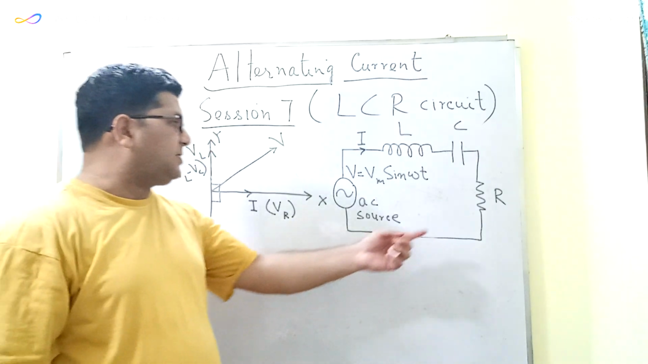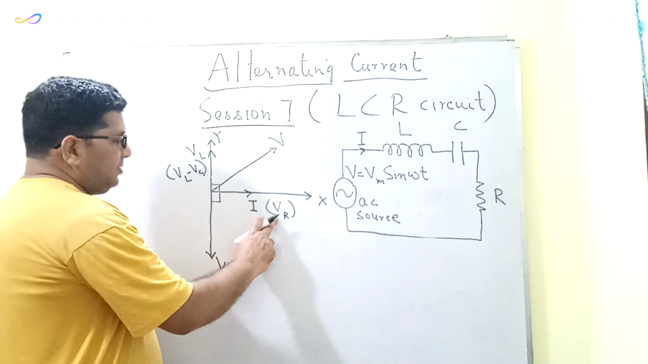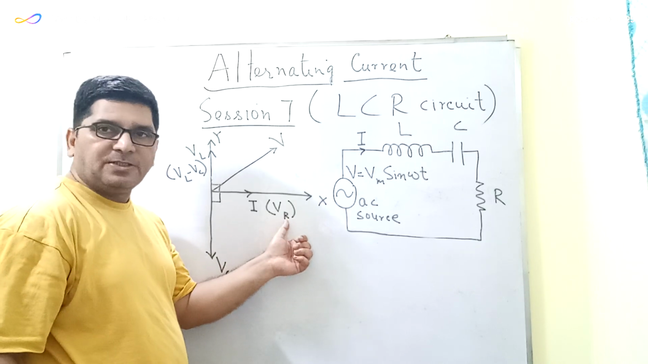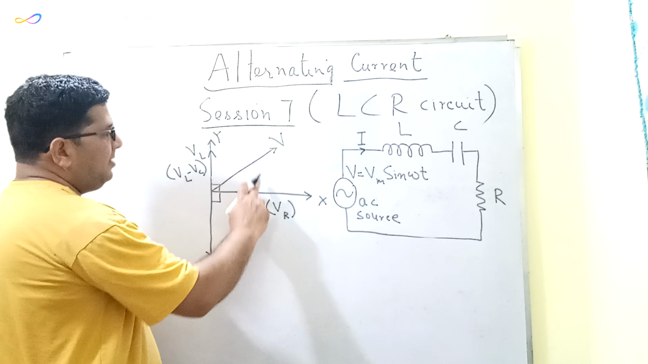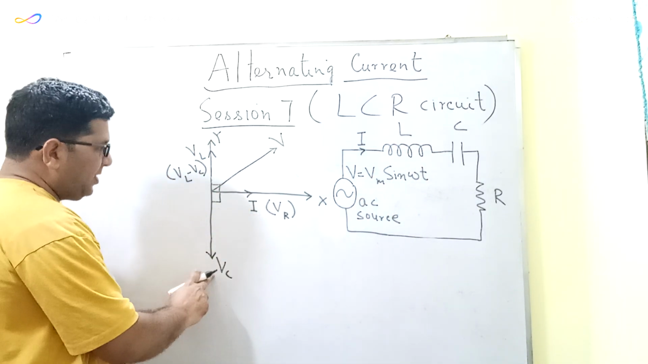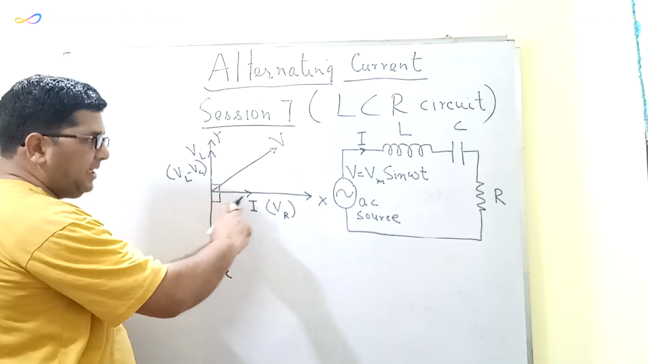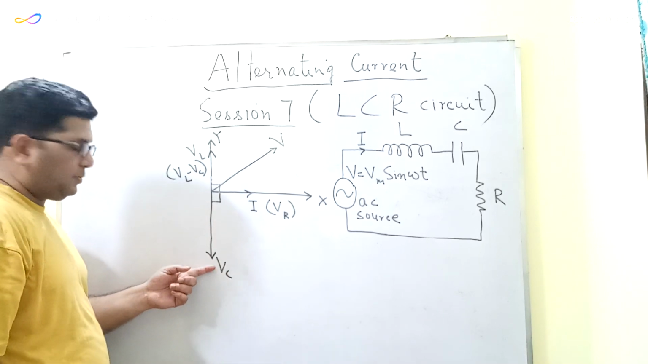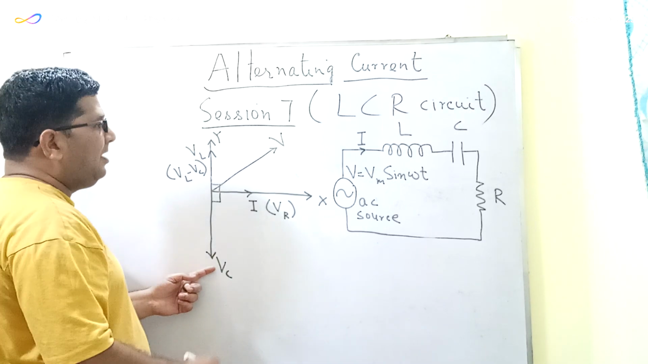Since the potential difference across the resistor is in phase with the current, the x-axis will also represent the potential difference across this resistor. In the case of the capacitor, the potential difference lags the current by pi by 2. Therefore the potential difference across the capacitor will be represented by the negative y-axis.